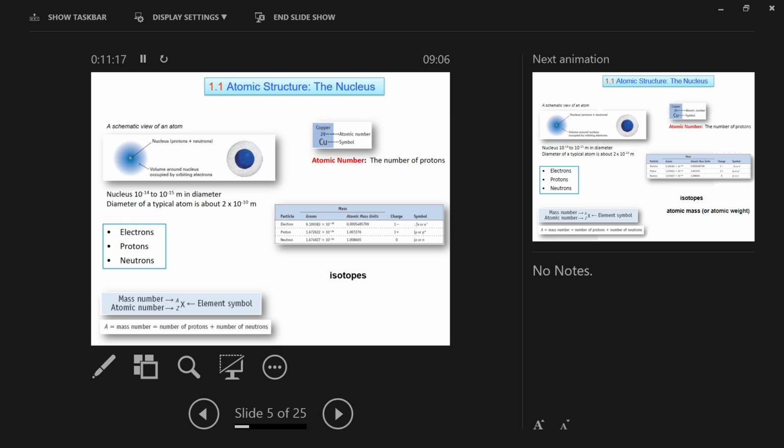However, the number of neutrons could vary from one to another. That means we can have a carbon with 6 neutrons, or we can have a carbon with 7 neutrons, for example. This doesn't change the electronic properties, because the electronic properties are determined by the protons and electrons, but it will change the mass number. These atoms that have exactly the same atomic number but different mass number, we call isotopes.